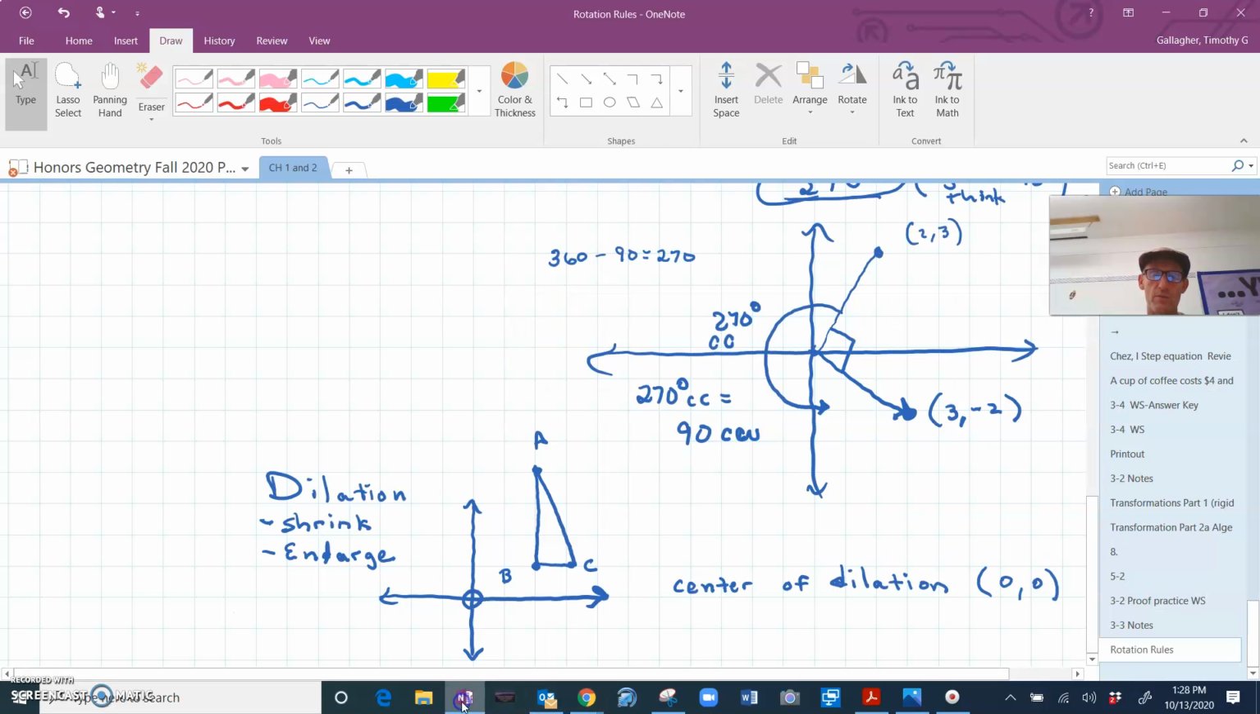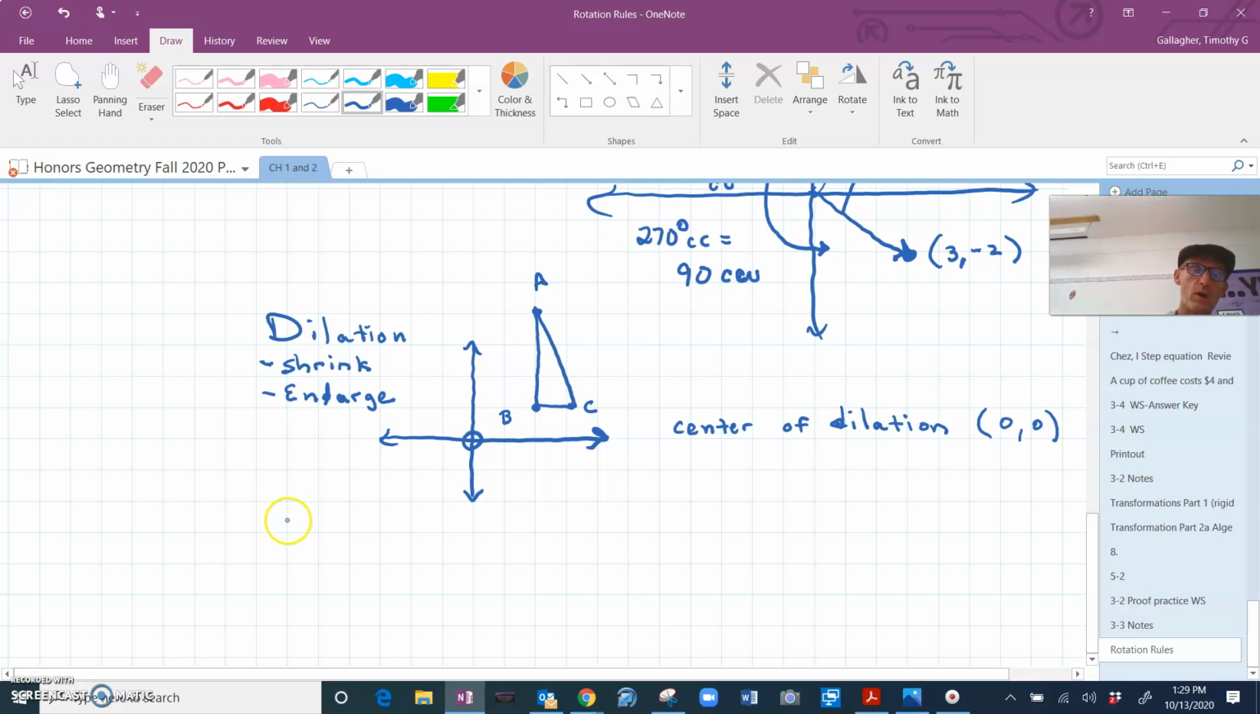So what are the rules for dilation? Well, basically all the x's and y's go to k times x, comma, k times y, where k is equal to the scale factor.